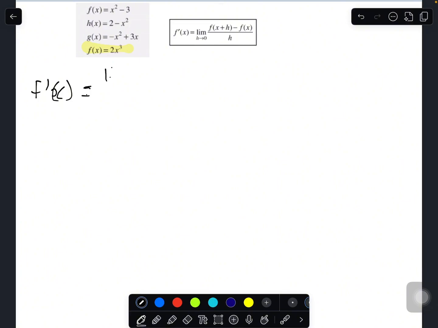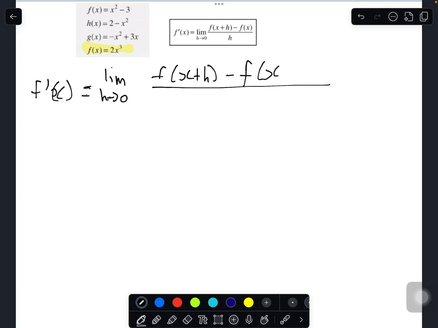So we'll have the limit as h approaches 0 of f of x plus h minus f of x all over h. You do get a mark for just writing this formula down, so I would recommend you do it.